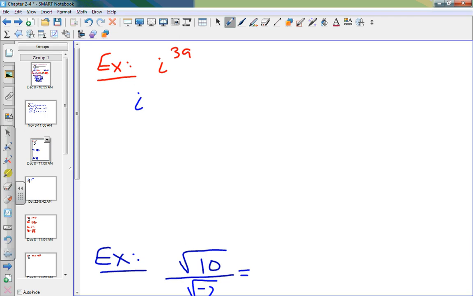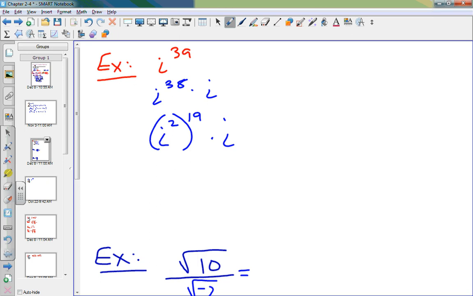So I know I can make it divisible by 2, because what's 38? Actually, I should back this up. I can make this i to the 38 times i, right? Because 38 plus 1 is 39. And is 38 divisible by 2 or 4? 2. So I can make this i squared raised to the 19th times i. Why would I want to do that? That looks really ugly. Why would I want to do that? Because 2 times 19 is 38.